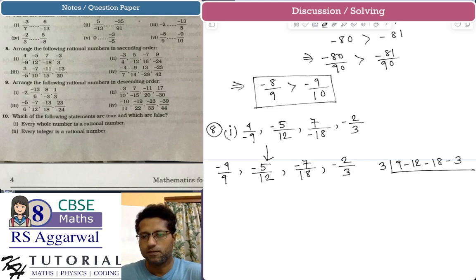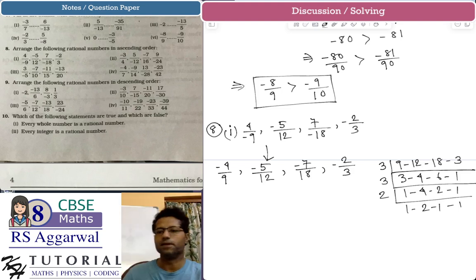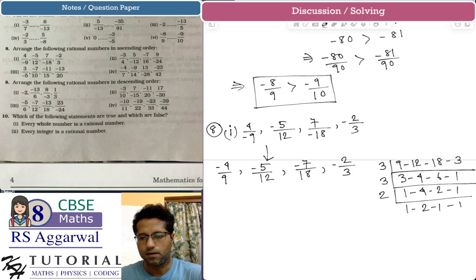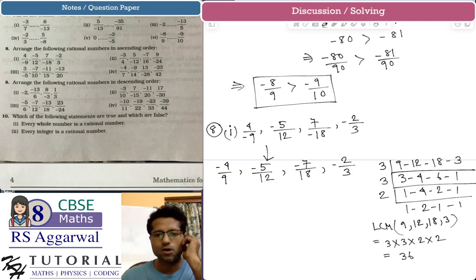This is 3, 4, 6, 1. Then we see we can again divide by 3. This is 1, 4, 2, 1. Then we can divide by 2. This is 1, 2, 1, and we have remaining 2. So the LCM of 9, 12, 18 and 3 is 3 into 3 into 2 into 2, that is 9, 18, 36. The LCM is 36.